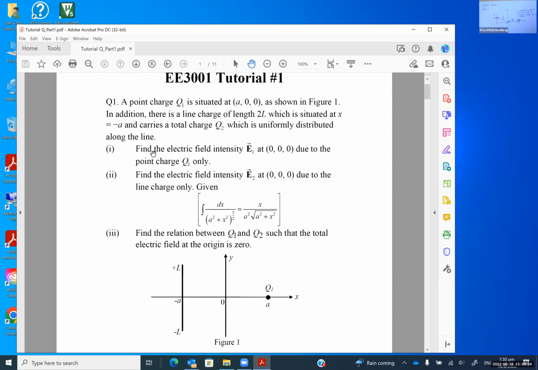Part 1 says find the electric field intensity E as a vector at the location x equal to 0, y equal to 0, z equal to 0, due to this point charge Q1. So this Q1 is your source point, and your observation point, where you want to find the electric field, is at the origin. Do you want me to go over this question, or is it clear how to solve it? Anyone want me to go over question 1, part 1?